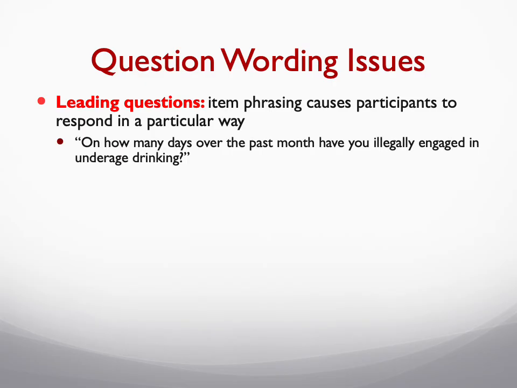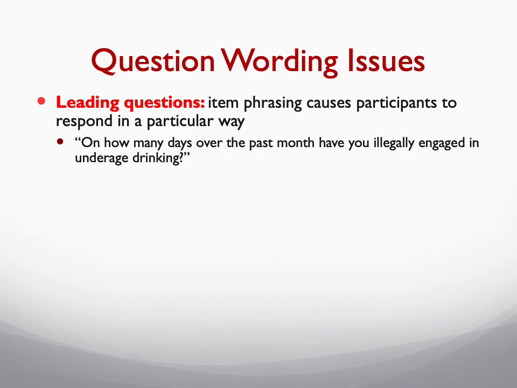So think about something like, if I asked, how many days over the past month have you illegally engaged in underage drinking? Imagine I'm doing a study with teenagers. This is a somewhat leading question. I've really put some emphasis on, hey, if you're underage drinking, teenager, it's illegal. So you probably shouldn't be doing that. With that in mind, how often were you doing that over the past month? You would want to avoid doing that if you want honest answers from teenagers.